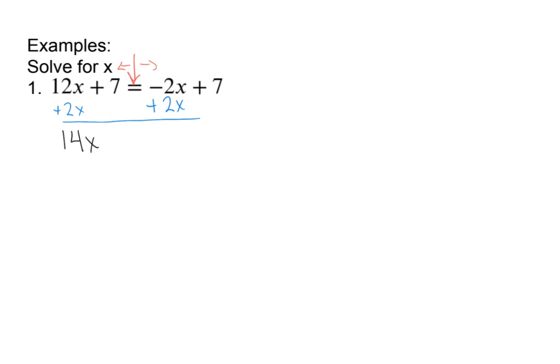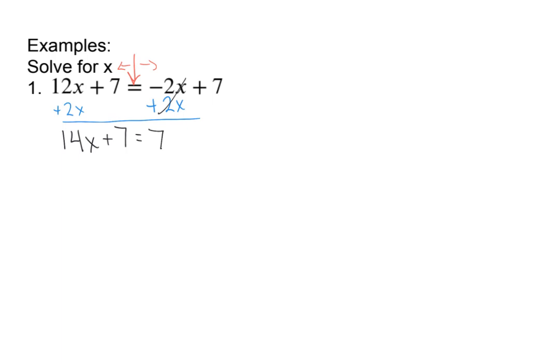Now this 7 has not been touched, so he's still hanging out. But here's the cool part on the other side. Negative 2x plus 2x is 0 x's. If I have 0 x's, I don't have to write it anymore. They're gone. Now over here, I still have that 7 hanging out.